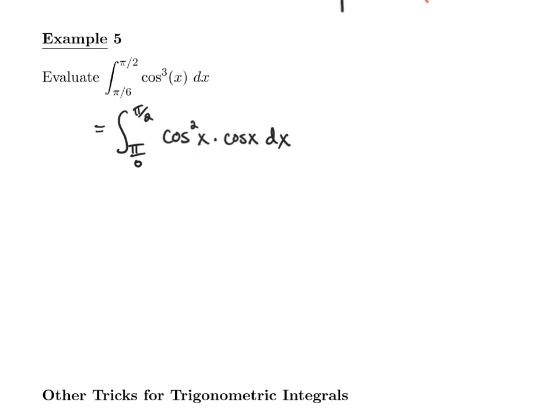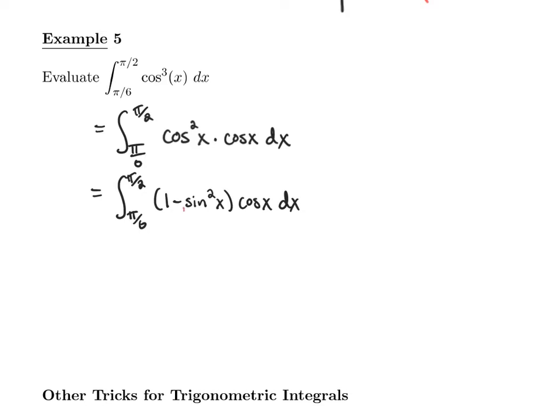Usually we're looking for a function and its derivative, but cosine isn't its own derivative. Cosine is the derivative of sine. So maybe there's something that I could do to rework some piece of this to involve sine. And the thing that I have at my disposal is the Pythagorean identity. I can rewrite cosine squared as 1 minus sine squared x times cosine x dx. So just rewriting that cosine squared as 1 minus sine squared using a Pythagorean identity.